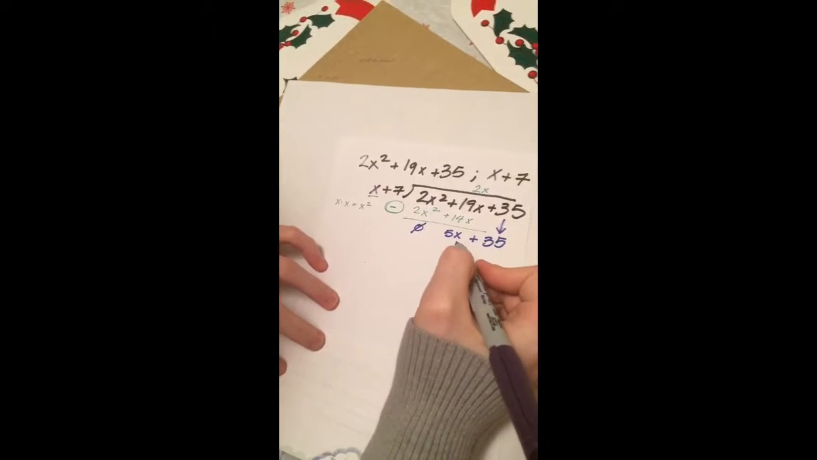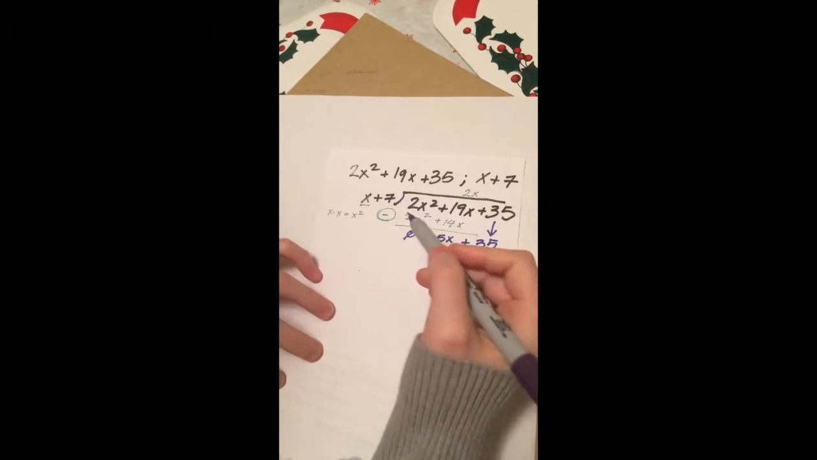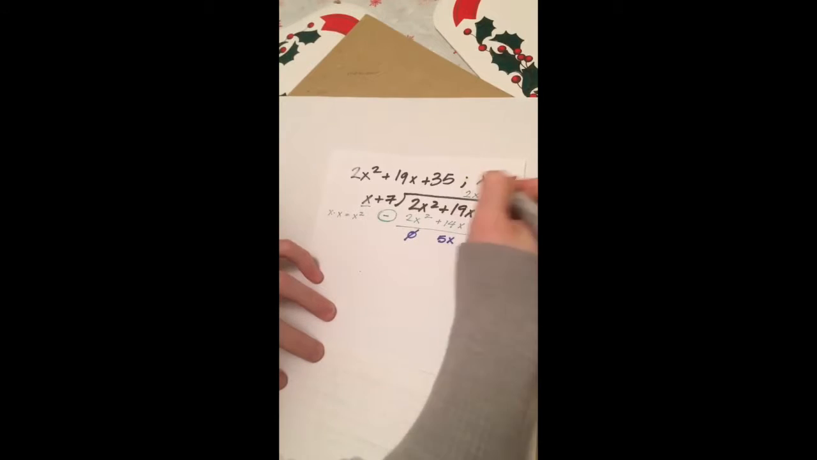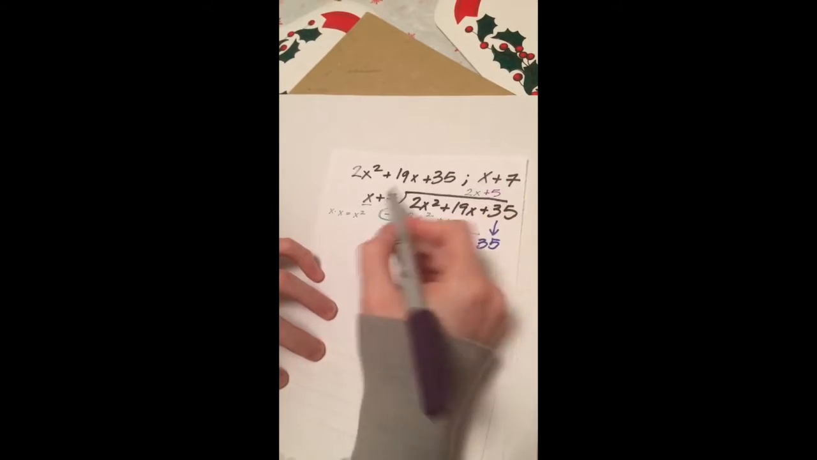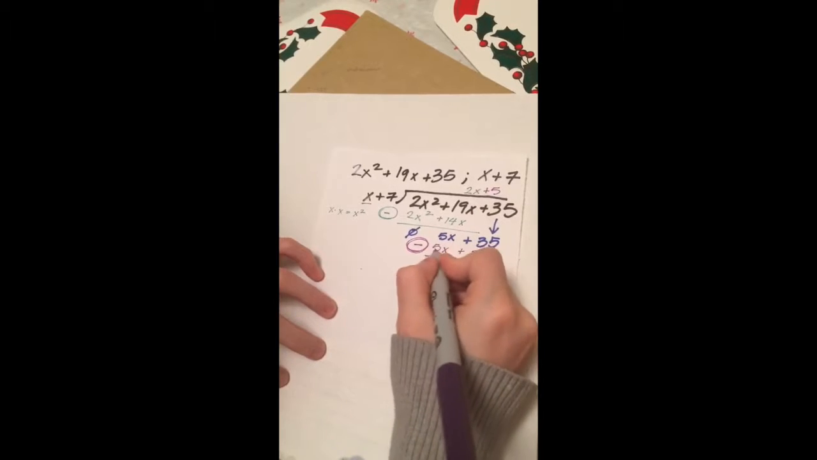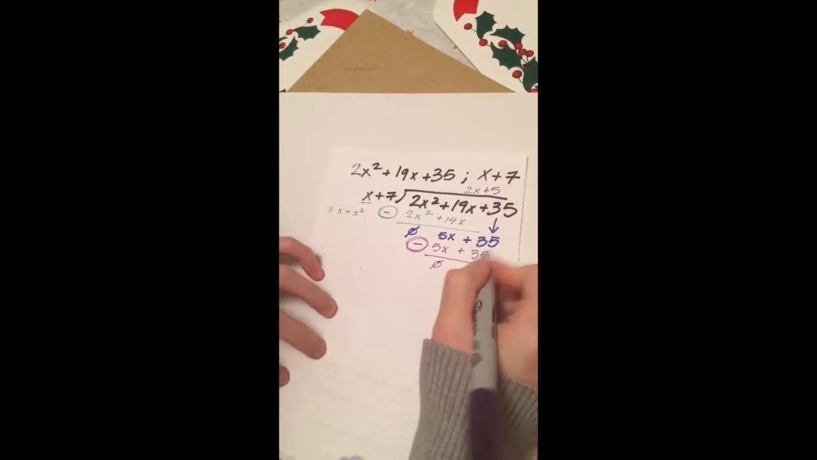X goes into 5x. I mean, we don't have this, so it'll actually be fairly easy. X goes into 5x by 5. And then 5 times 7 is 35. Watch that minus sign again. 5x minus 5x is 0. 35 minus 35 is 0.